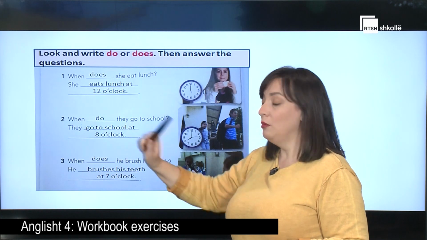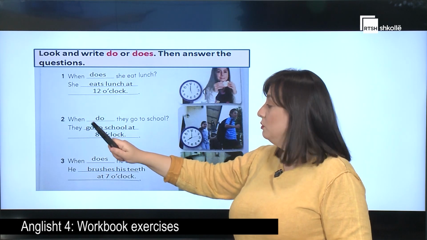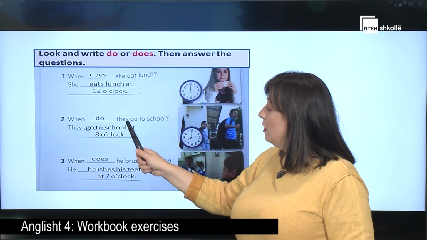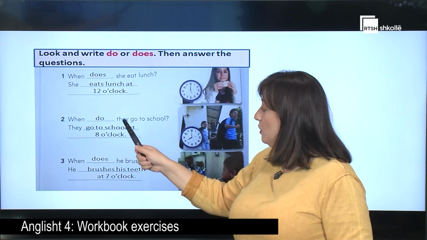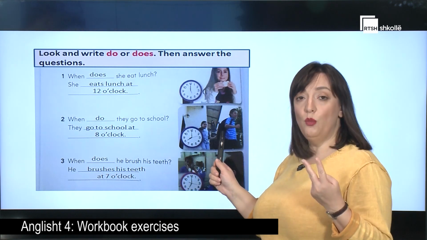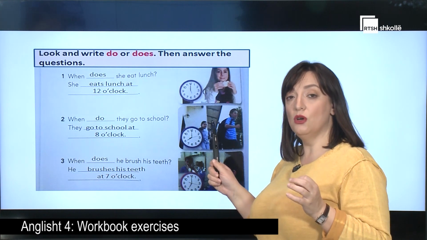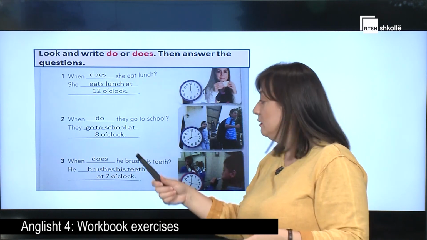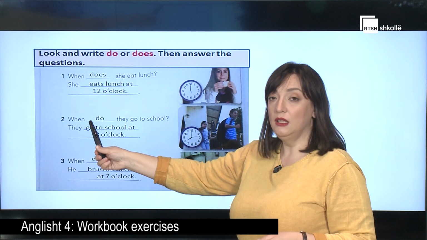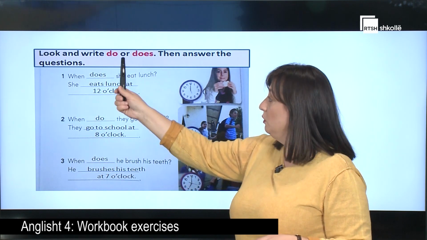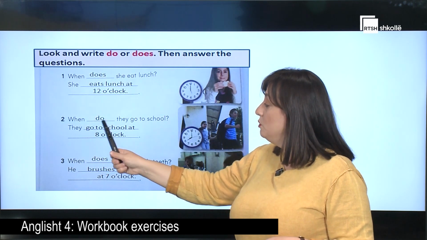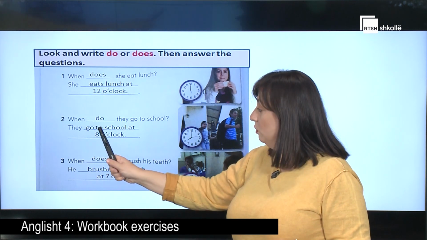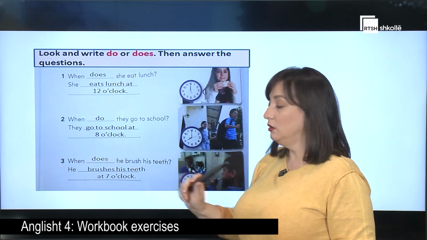Have a look at picture number 2 and sentence number 2. When they go to school, here we have they. There are two people, it is plural, so we say they. Now we need do. Here we have do. When do they go to school? They go to school at 8 o'clock.